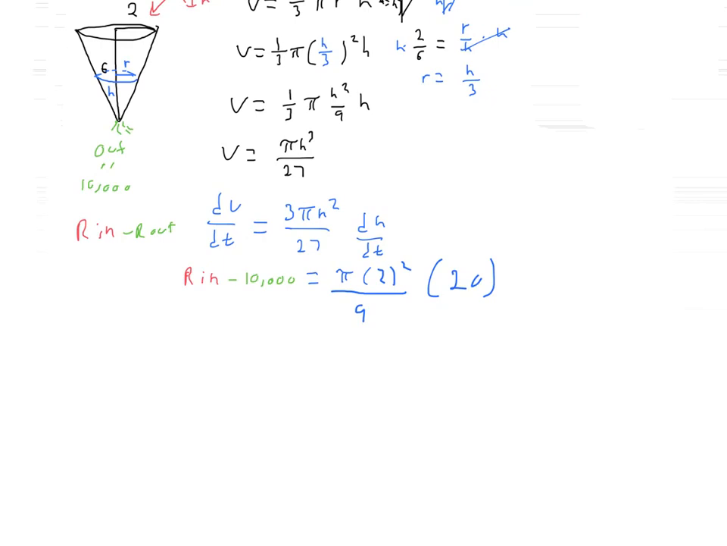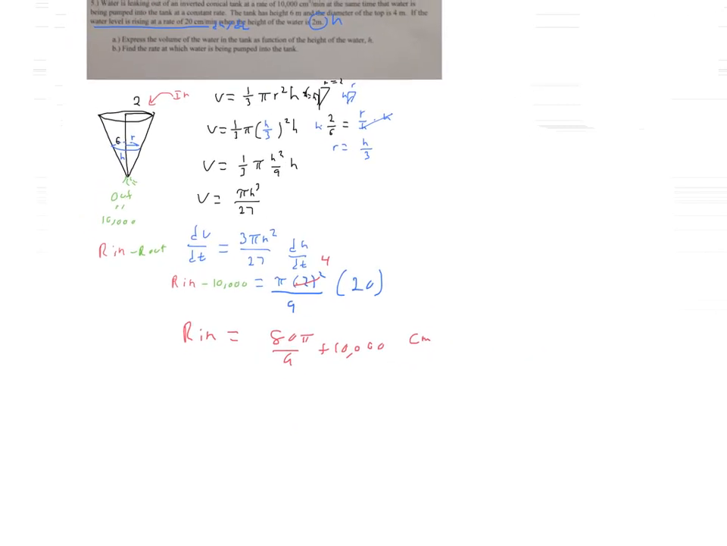Okay. So our rate that it's being pumped in is equal to 4 times 20 is 80 pi over 9 plus 10,000. And then what would this be? Centimeters, I hope centimeters, yep, centimeters cubed per minute. All right, so those are those two, and then we'll do the velocity ones on the next slide.